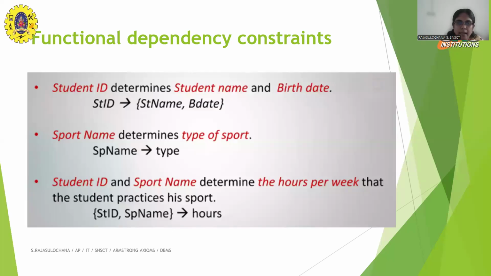So student ID and sports name together will determine the number of hours the student is practicing per week. So here we have two determinant attributes, student ID and sports name. Student ID along with the sports name will determine the number of hours.